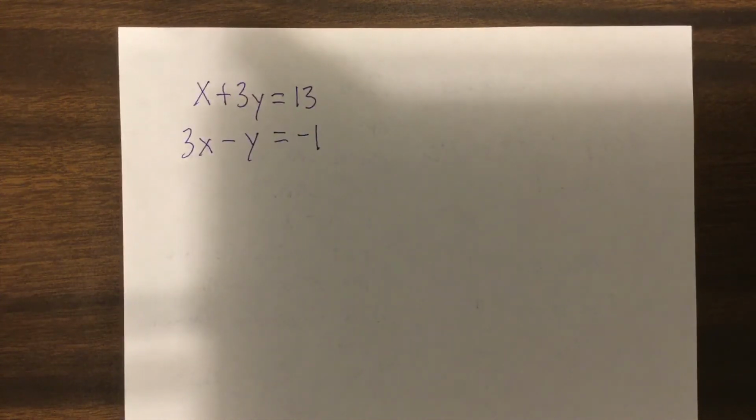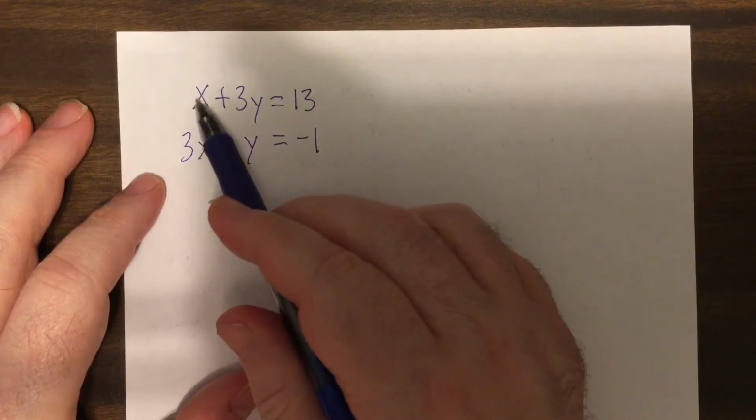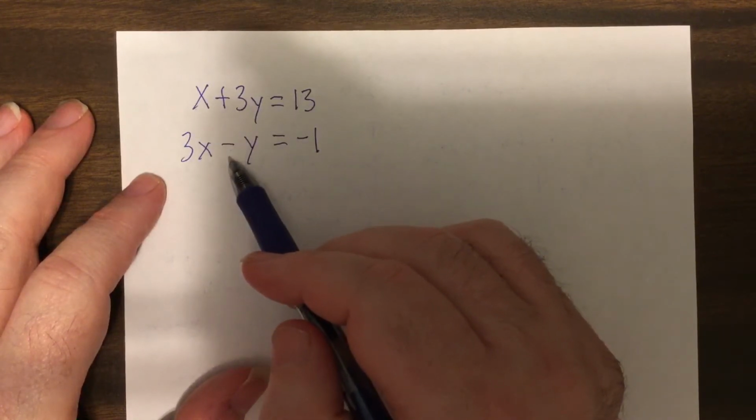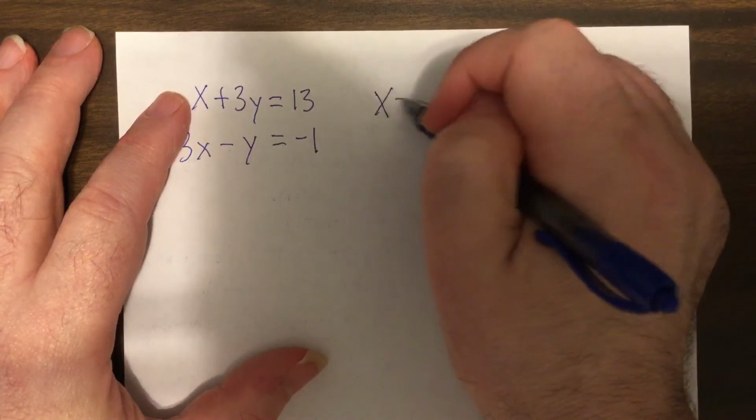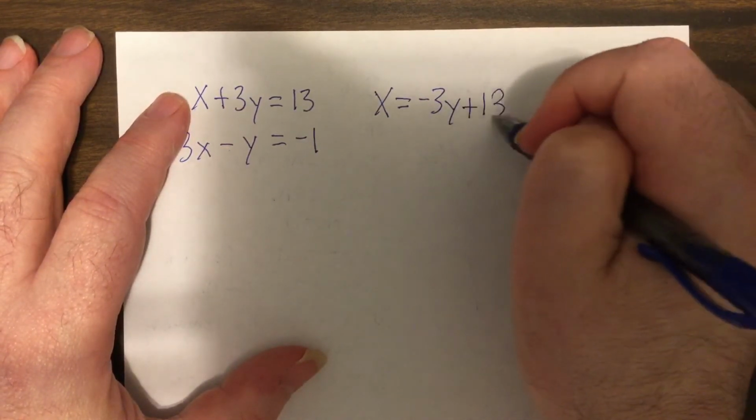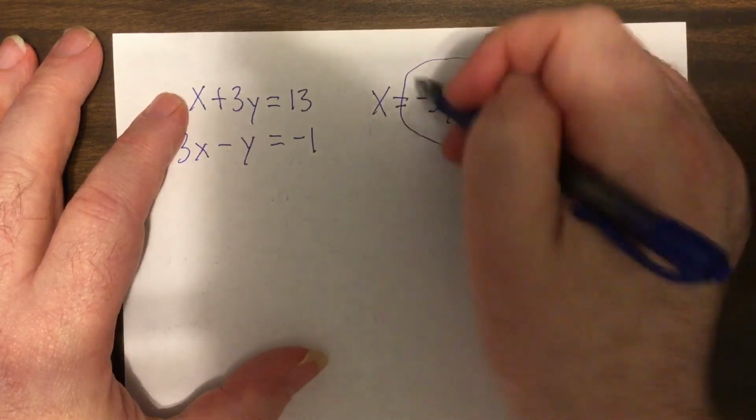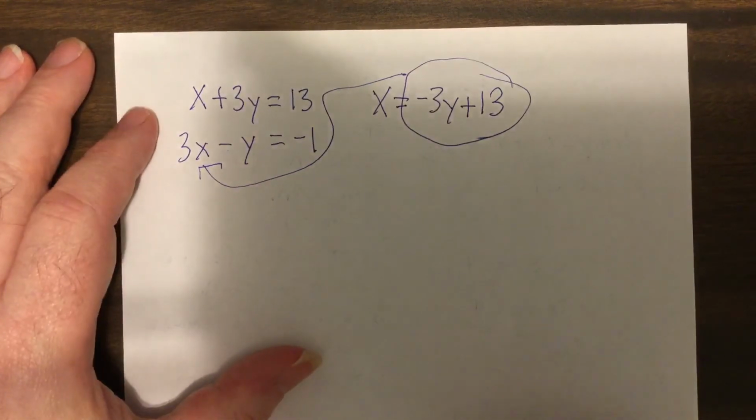Now the first thing I want to do is solve for a variable that has a 1 or a -1. So I would probably solve for this one, but this one would be fine too. So I'm going to subtract 3y to have x equals minus 3y plus 13. Then I'm going to put that back in for the other x.